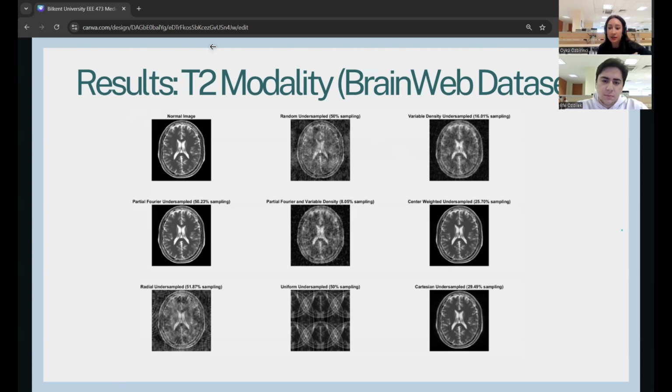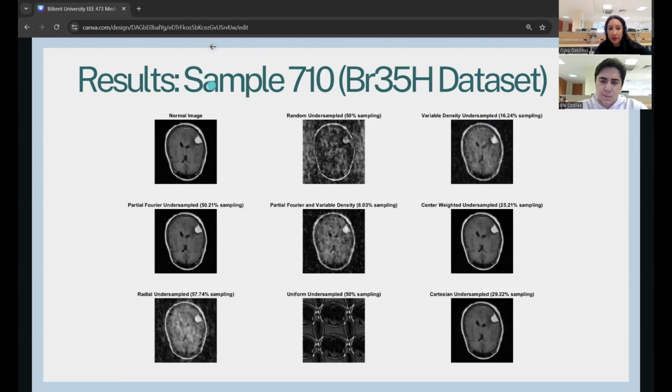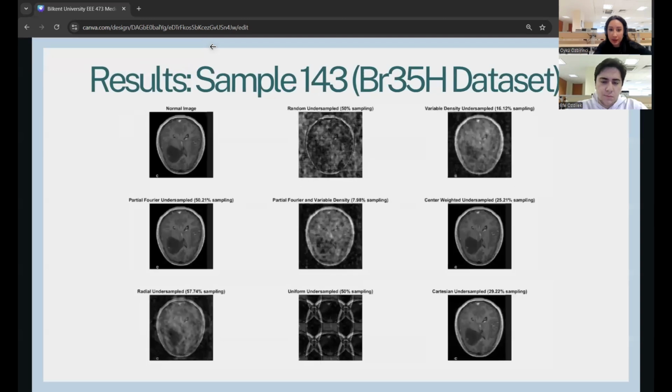However, techniques such as the uniform and random undersampling showed very significant limitations, and this was particularly due to the poor low-frequency sampling in the random undersampling technique and aliasing that happened in the uniform undersampling technique. Here are some other results from the other data set that we used, and this is from the tumor detection data set, and the results are very similar to the T2 modality results. This is another sample from the same data set.